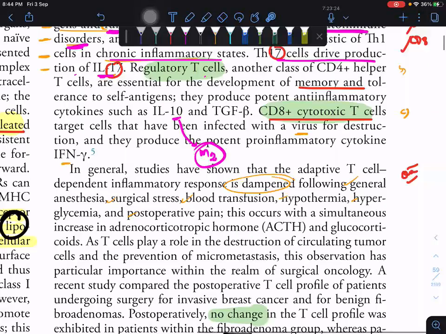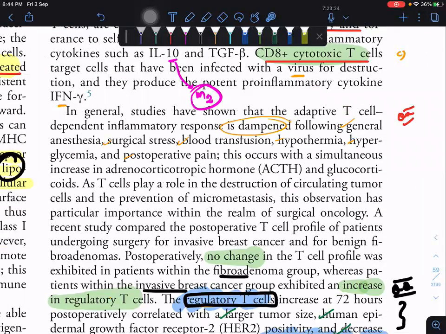And another MCQ: the adaptive T cell dependent inflammatory response is dampened by the following factors. They will ask all of the factors dampening the inflammatory response, except one. So what are the things that dampen it? One is general anesthesia, two is surgical stress, three is blood transfusion, four is hypothermia, five is hyperglycemia, and six is postoperative pain. So these are the things dampening the T cell inflammatory response.